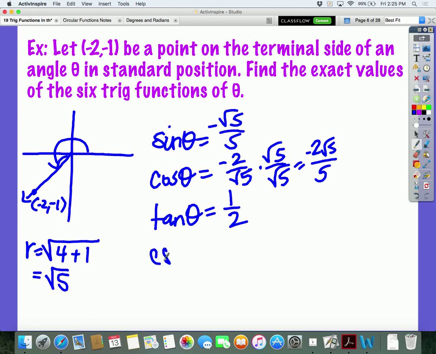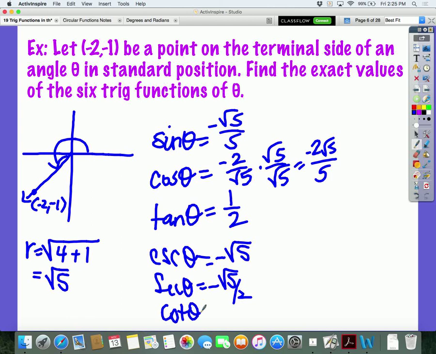Cosecant theta. What is it? So negative square root of 5? Yeah. Secant theta is what? And cotangent? 2. Okay?